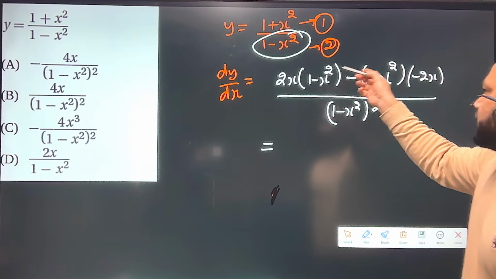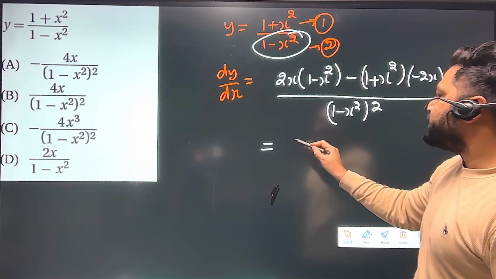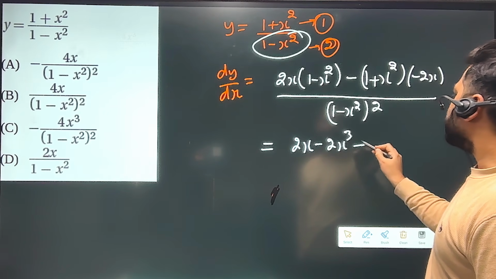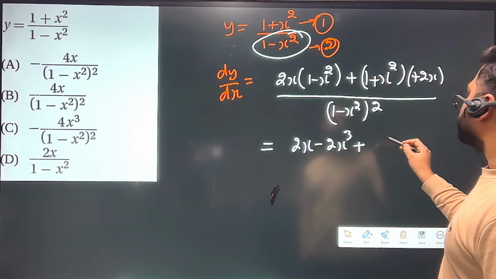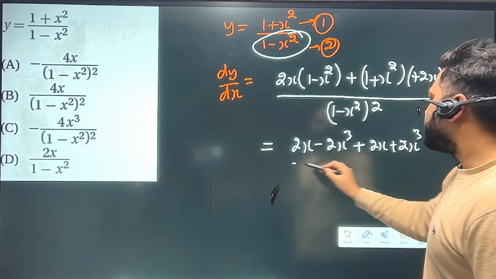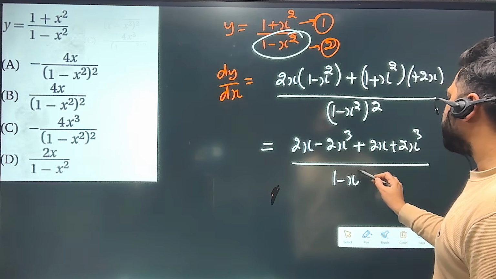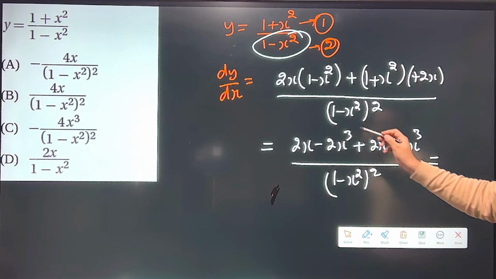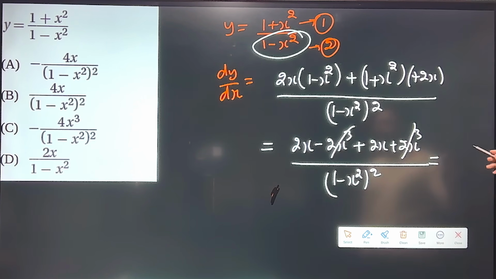You can solve this. 2x will go inside, it will be 2x minus 2x cube, and it will be minus minus plus 2x cube, and divide by 1 minus x square. So the answer is, 2x cube you can cancel, it will be 4x. It will be 4x divided by (1 minus x square) whole square.